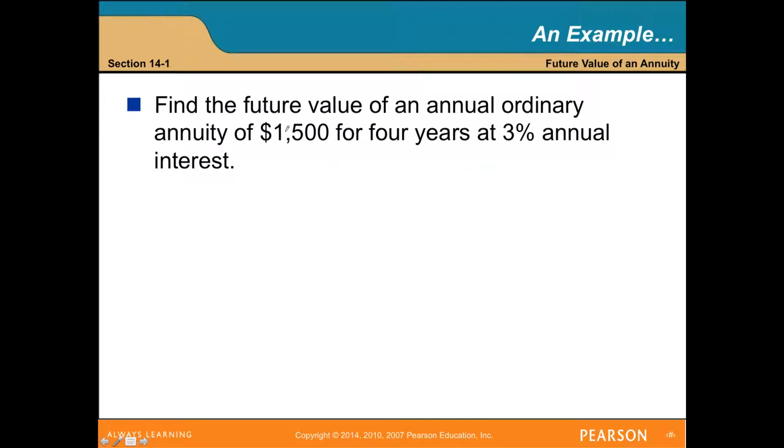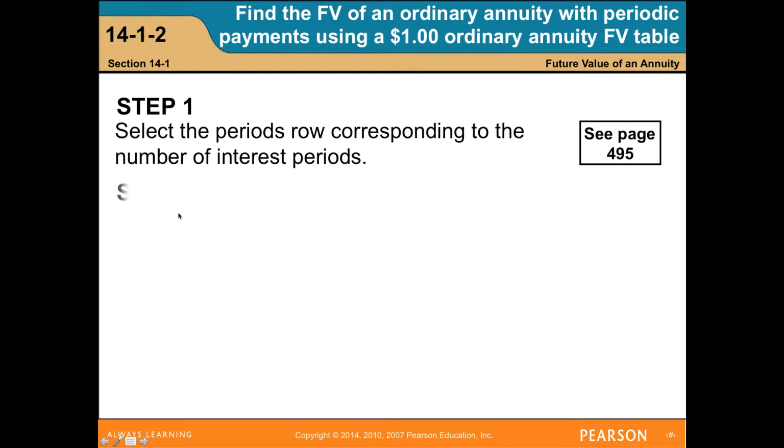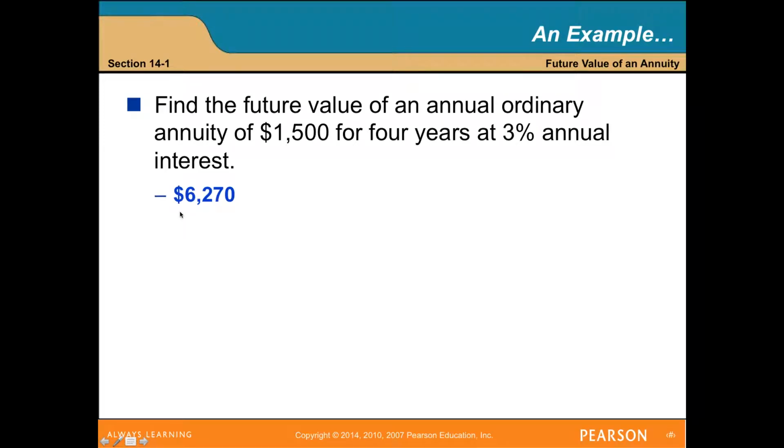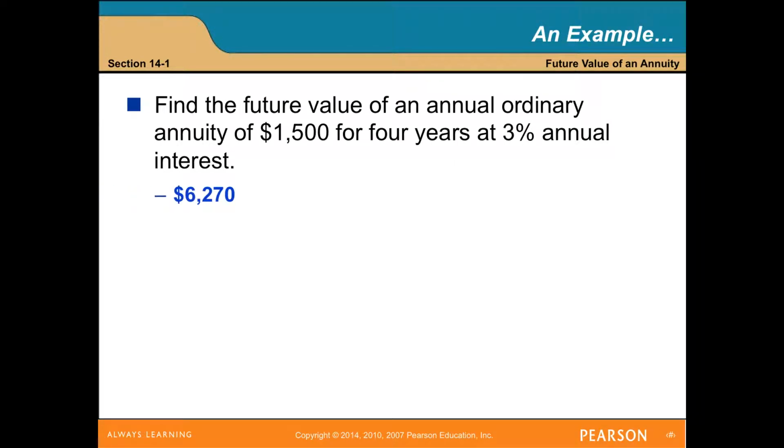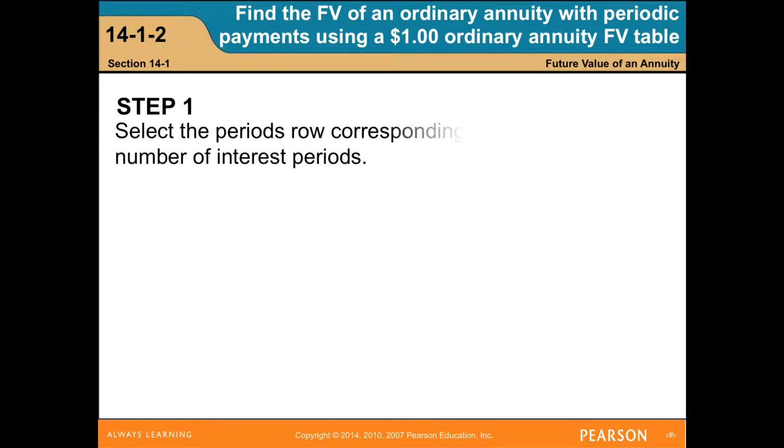Here's another example. Find the future value of an annual ordinary annuity. So now we know it's an annuity, an ordinary one. We're finding the future value of $1,500 for 4 years at 3% annual interest. Now, they didn't explain it, not much of an example, but if you work out the problem just like how we worked out the previous one, you should get $6,270.